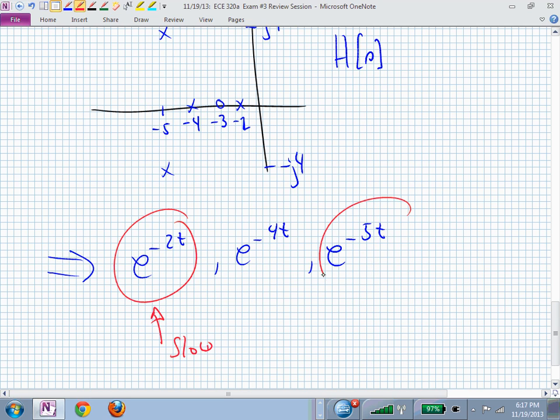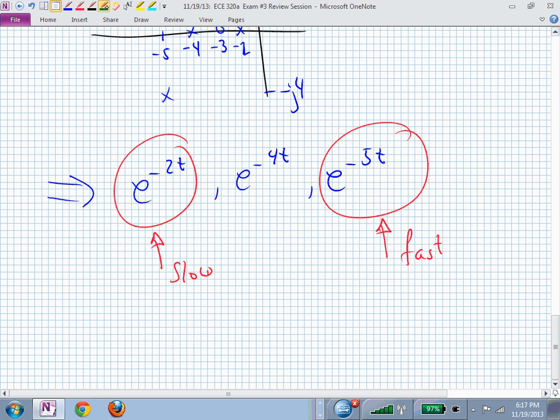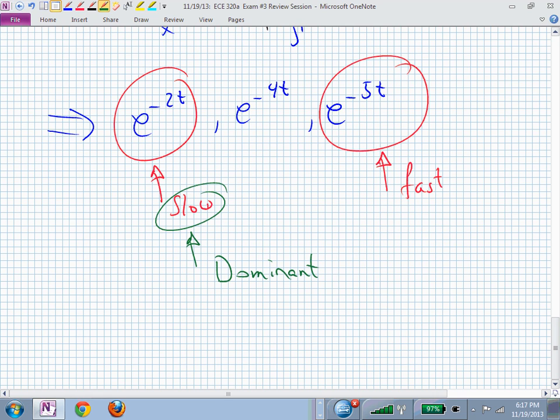This one is the slow one. This one is the fast one. And the slow one is the dominant one. And that's the one you would concentrate on to find how long you have to wait for your transient to be gone. So now you would say, okay, this dominant one, let me find the time constant associated with it.